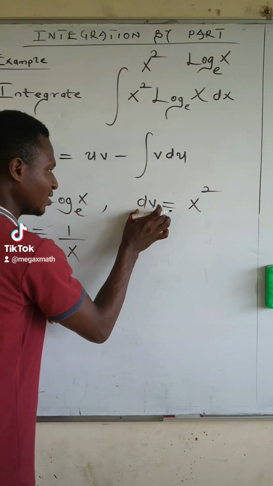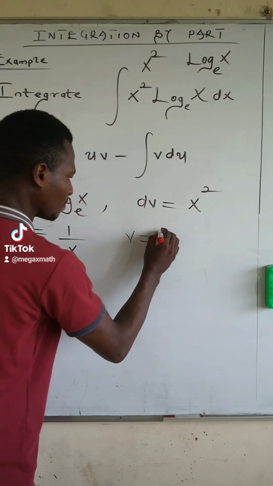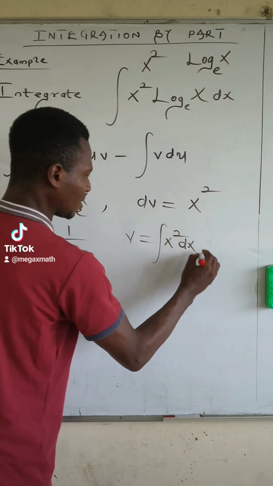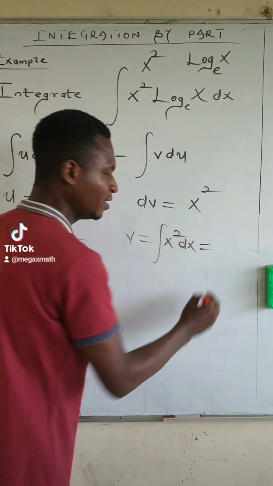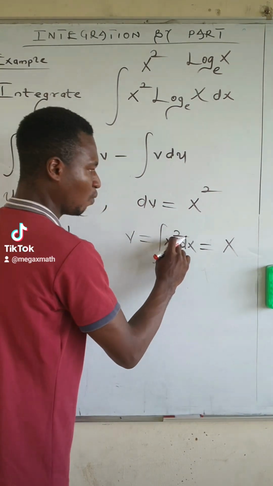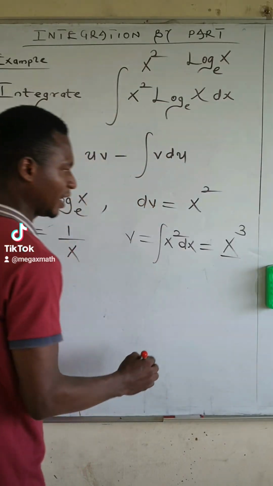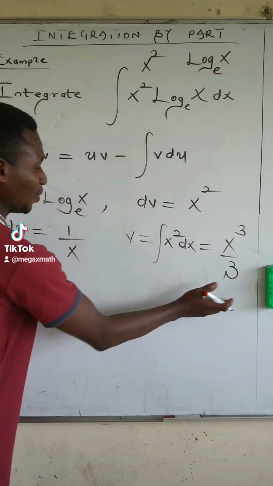So when we integrate, v is equal to the integral of x raised to the power of 2 with respect to x. Applying the rules of integration, we increase the power by 1, that is 2 plus 1, which gives 3, divided by the new power, which is 3. So v is x cubed over 3.